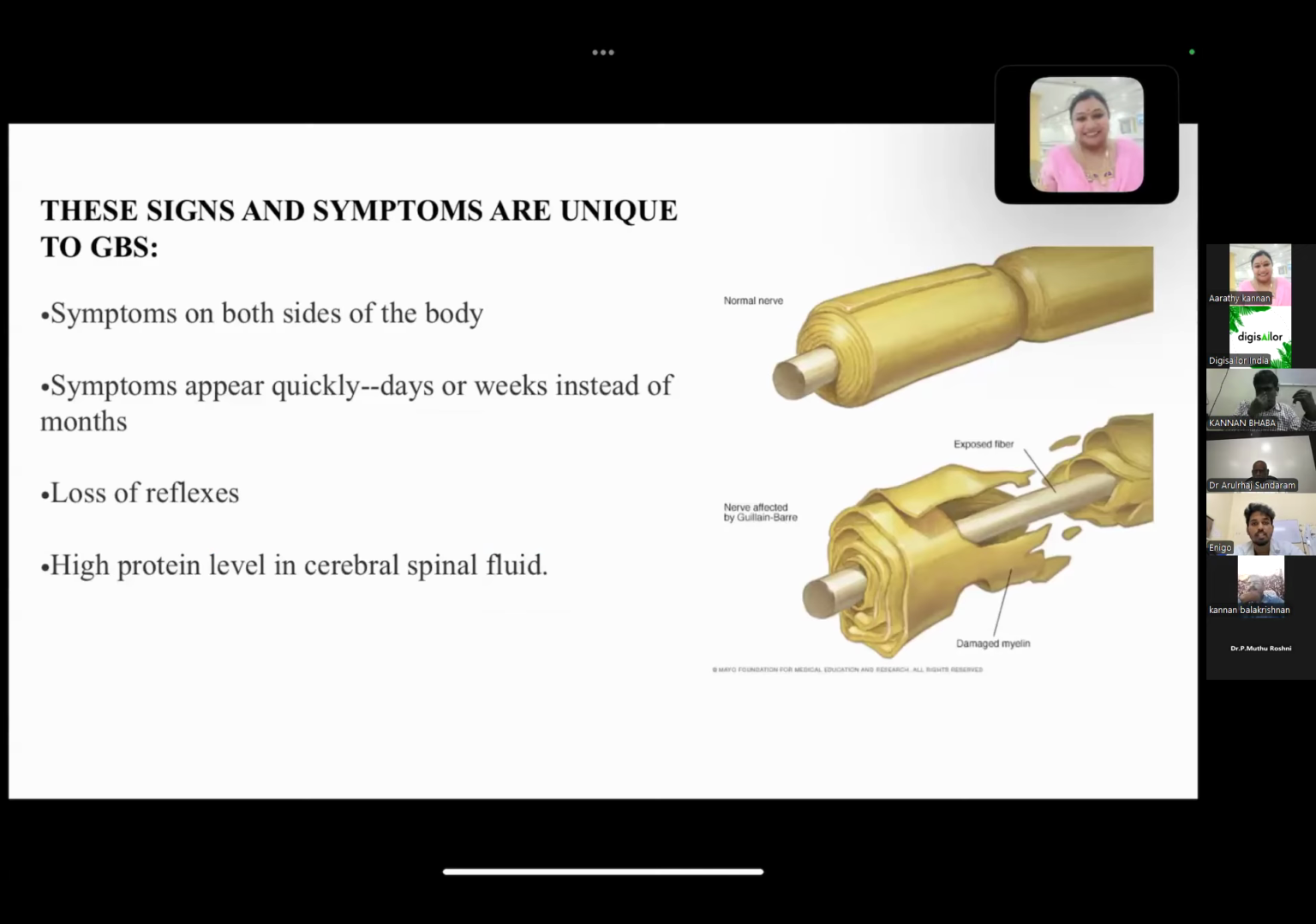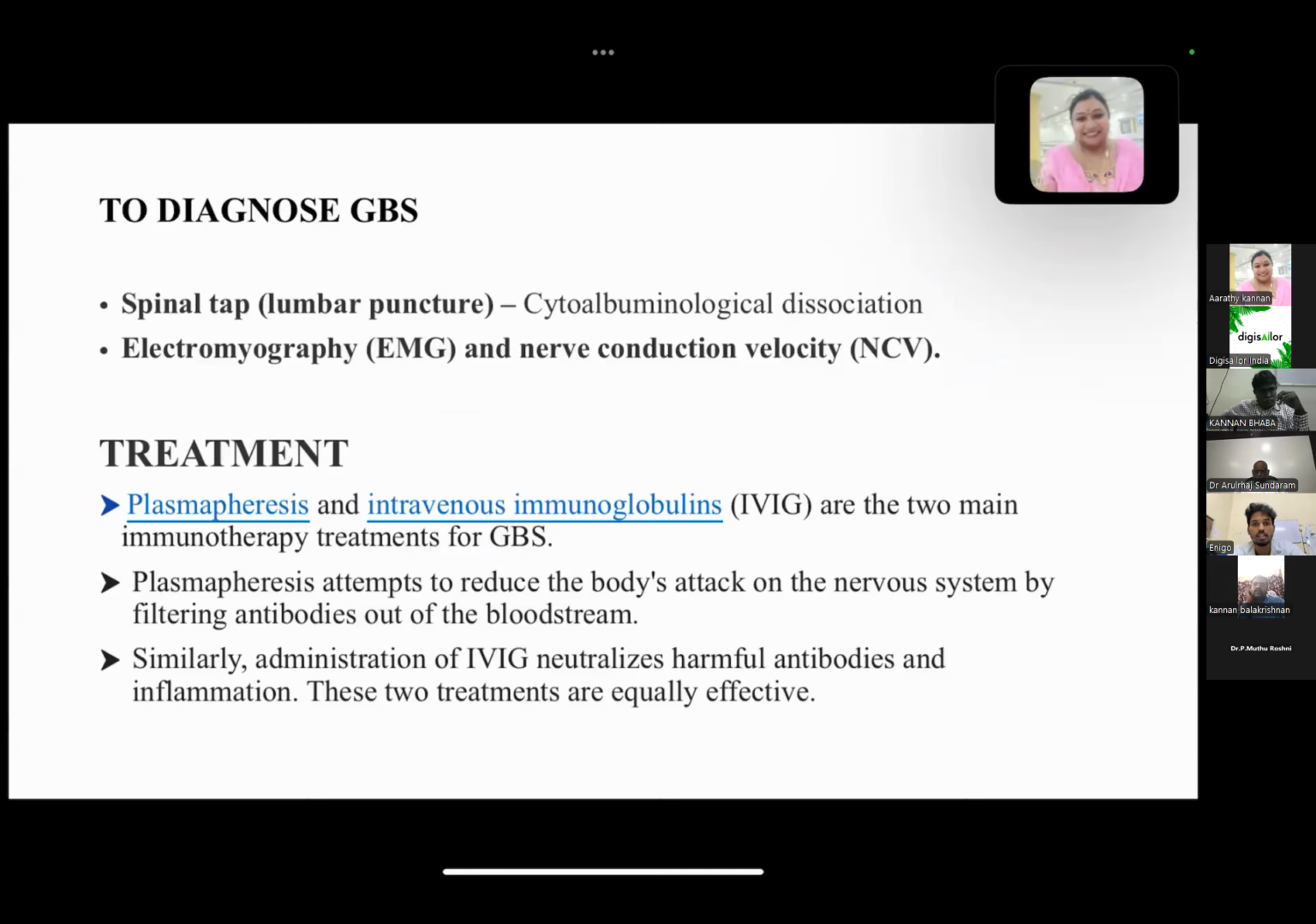So the signs and symptoms are unique to Guillain-Barré syndrome. It is symmetrical on both sides. Symptoms appear quickly, within days or weeks instead of months, and there will be loss of reflexes and high protein level in the cerebrospinal fluid. So the diagnosis is made based on CSF analysis and nerve conduction study.